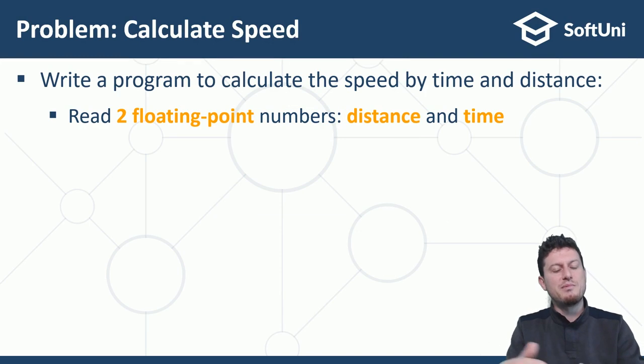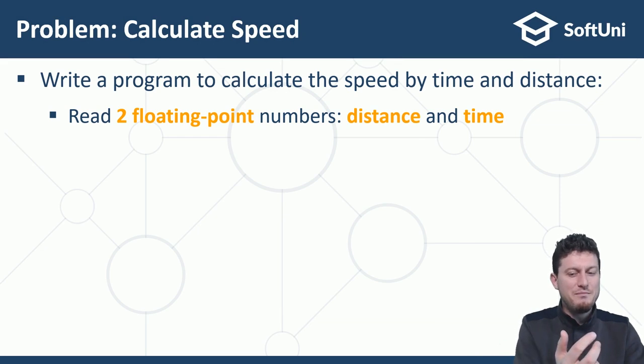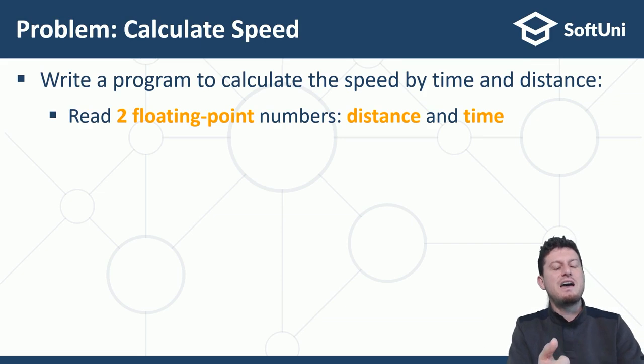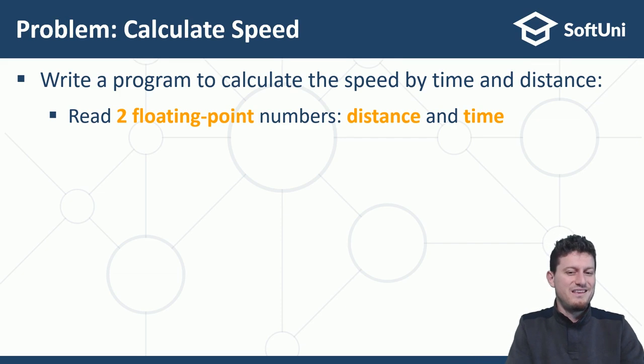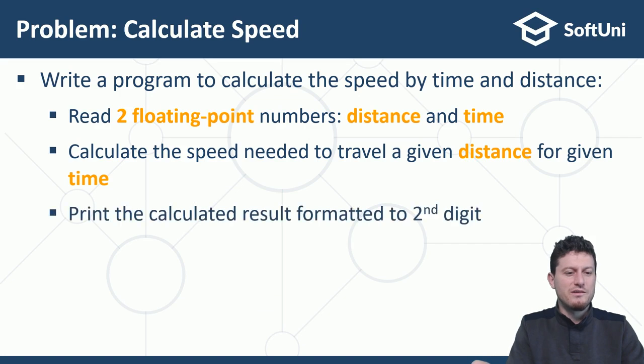It's about writing a program to calculate the speed by time and distance. We are given time and we are given distance. For example, for 10 minutes I have run 3 kilometers. What is my speed? If I have the distance and the time, if I divide the distance by the time, I will get the speed. So it's about calculating the speed needed to travel a given distance for a given time.